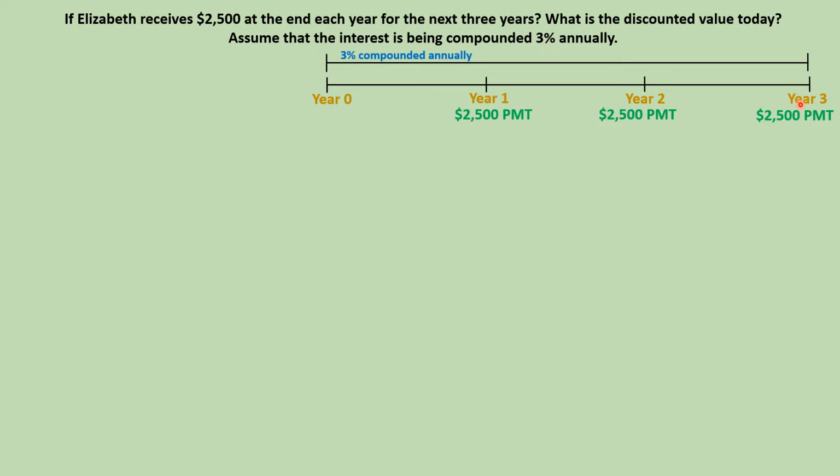Now we know that it's a discounted value, right? So what we can do is simply use the present value of compound interest formula, which is present value equals future value times 1 plus i to the power of negative n, to solve for each $2,500 and discount it to year 0, or today, and see what the value is. And when we discount each one of them, all we have to do is simply add them.